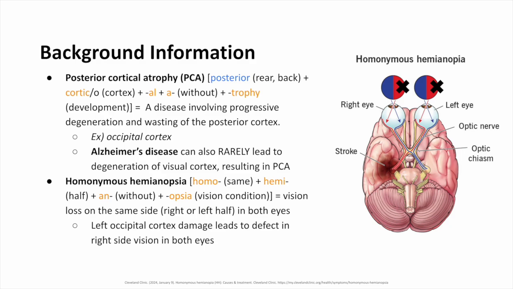So if you have a problem in your left occipital cortex, in this diagram, there was a stroke in the left occipital cortex, cutting some blood supply to the brain cells in there. It can result in the right side of your vision field getting lost. And this was indeed the case for this patient in this paper, where left occipital cortex damage led to a defect in the right side vision in both eyes.